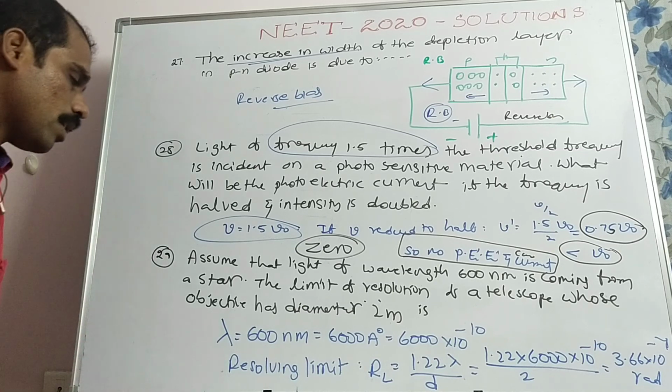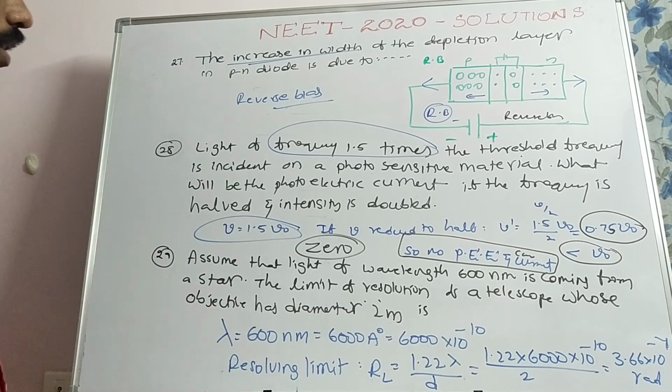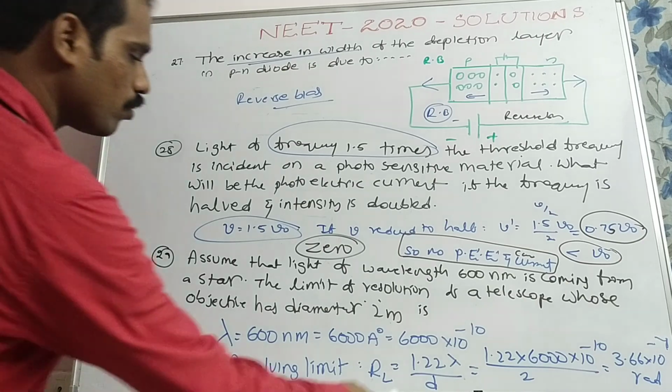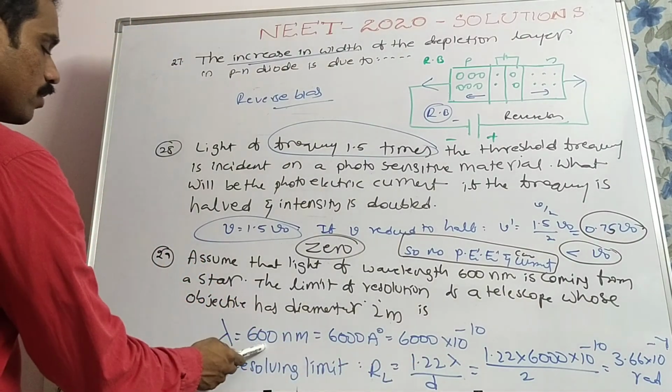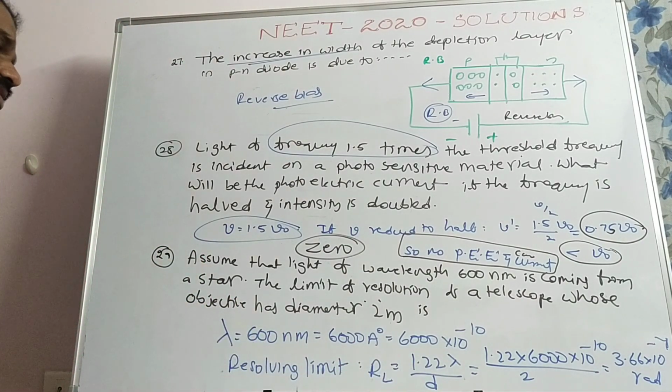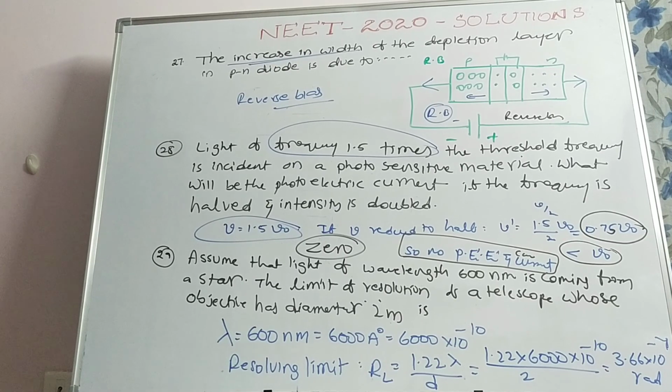We know the expression for resolving limit: RL is equal to 1.22 lambda by d. Here we are provided with a wavelength of 600 nanometer, that is 6000 angstroms. So 6000 into 10 power minus 10 we will get 3.66 into 10 to the power of minus 7 radians.